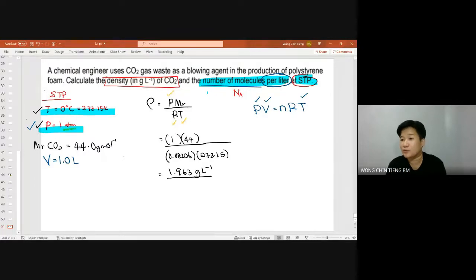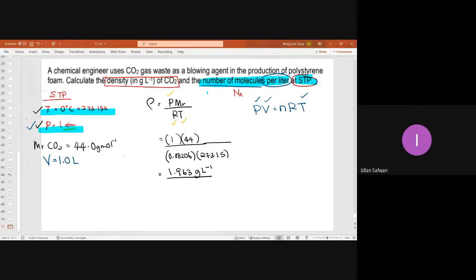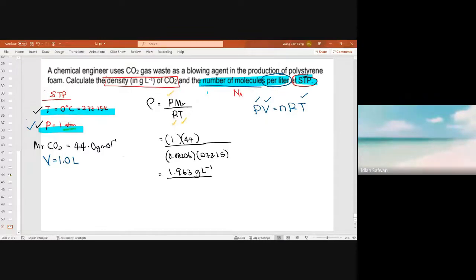Topik 1. Mole concept. Amali minggu ni buat apa? Dengan Puan Haslinda, betul? Minggu ni buat apa? Dah amali belum? Hari apa? Jumaat. Belum lagi, Jumaat. Okay. Alright.